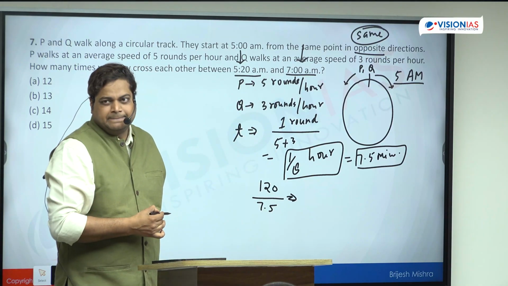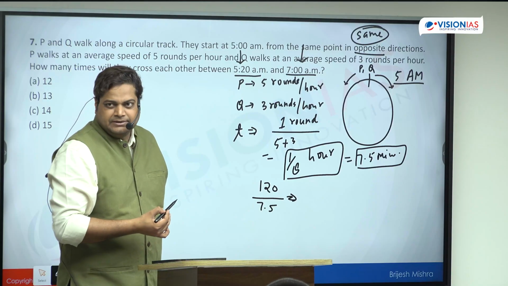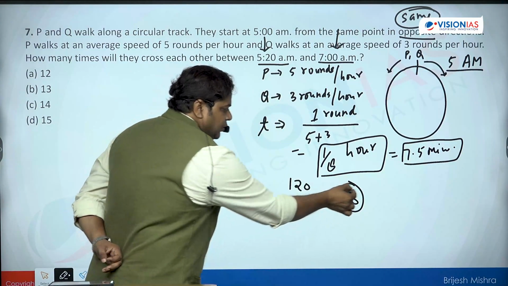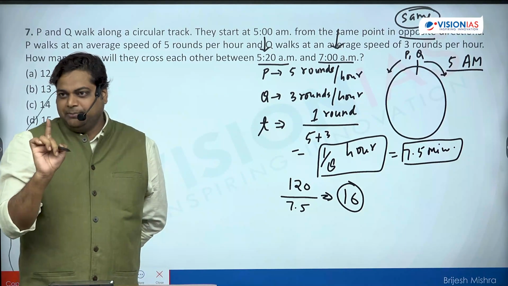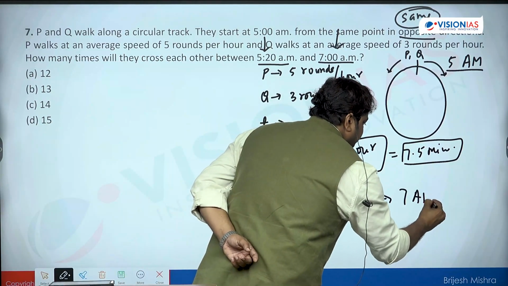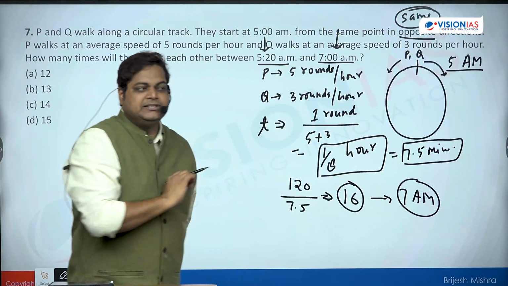ये कितना जाएगा? 16. This will come 16. But no remainder we are getting. That means at 7 a.m. also, they are going to meet each other.